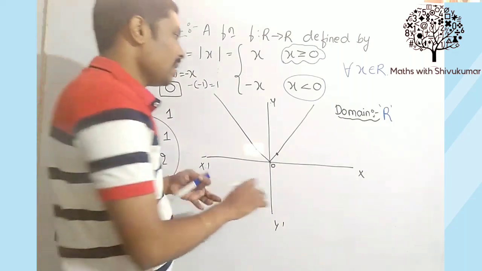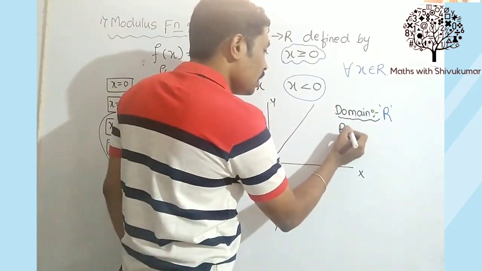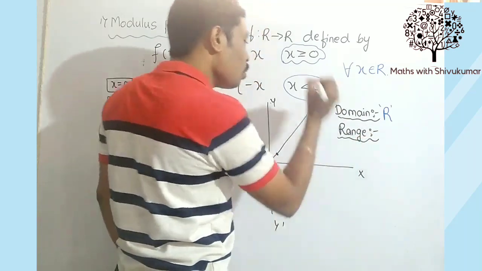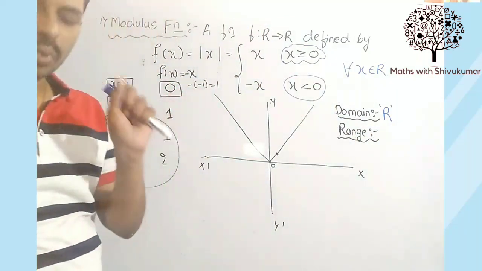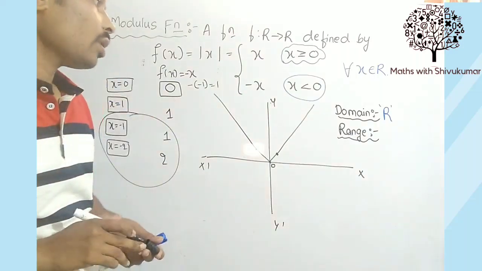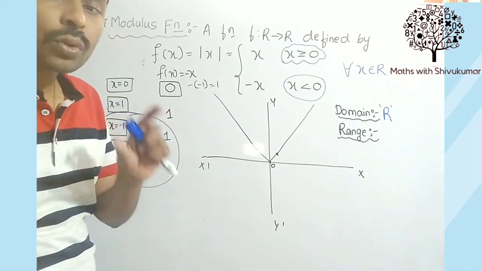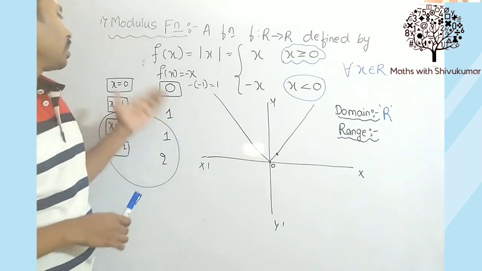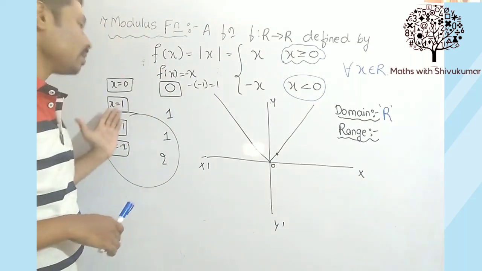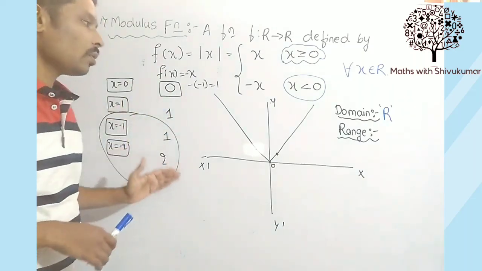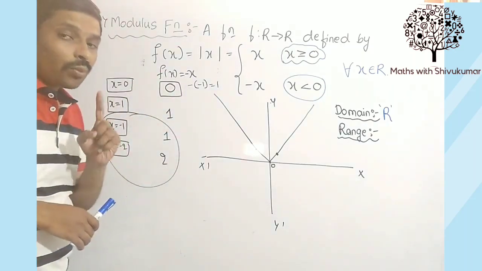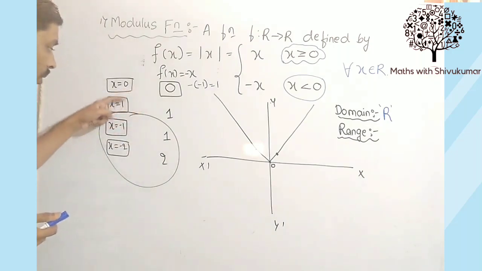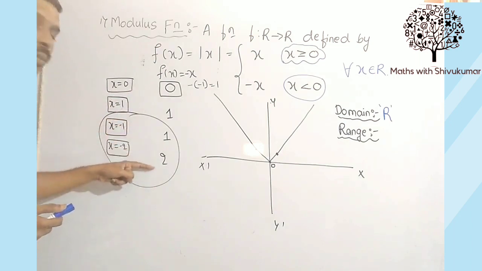Now the question is, what is the range? Tell me all of you, for every input we are getting one output. What input values am I giving? If I give 1, I will get 1. If I give 0, 0. Minus 1, 1. Minus 2, 2. We are getting this, but you can observe, my dear students, on the graph. If you give a negative value also, the answer is positive.